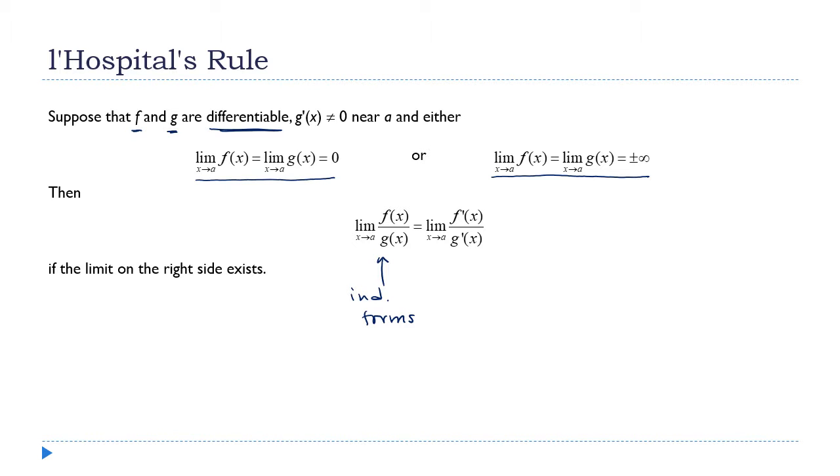then, to find the limit, instead of looking at this original limit, I can just differentiate both functions and look at that limit instead. You notice I skipped it, but we do have one extra caveat up here: g prime of x can't be 0 in the neighborhood of a. That makes sense, because g prime of x ends up in the denominator, and we don't want the denominator of a fraction to be 0, because that messes everything up. So we do have that one extra little caveat.